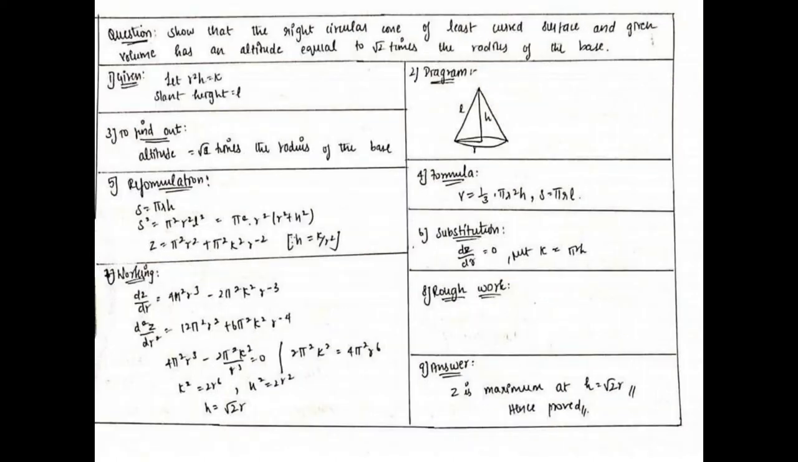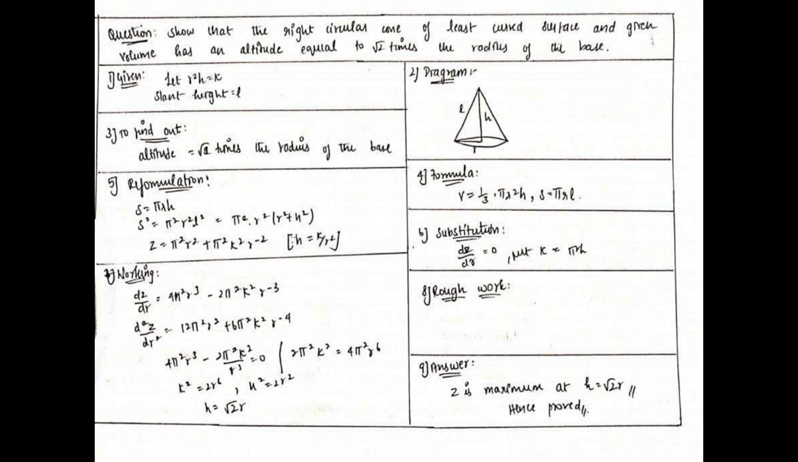Question number 5. Show that the right circular cone of least curved surface and given volume has altitude equal to root 2 times the radius of the base. Given: let r²h = k, slant height is equal to l. To find: altitude is equal to root 2 times the radius of the base.